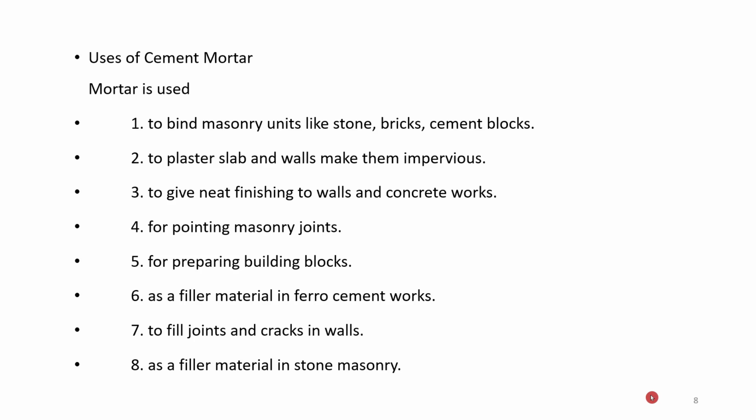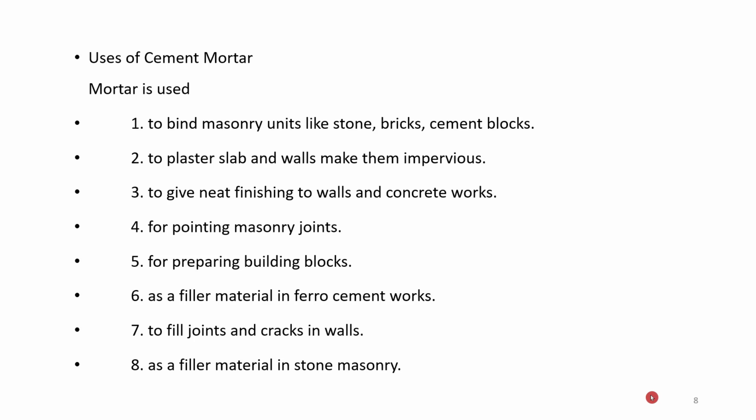I already explained the uses of mortar. It is used to join the bricks in brick masonry and stones in stone masonry. It can be used for plastering the wall so that it will be impervious to water, and it gives a neat finishing to the brick masonry. And for pointing the masonry joints, that means between the bricks, some space will be there. We put the mortar there so that the pointing is done.